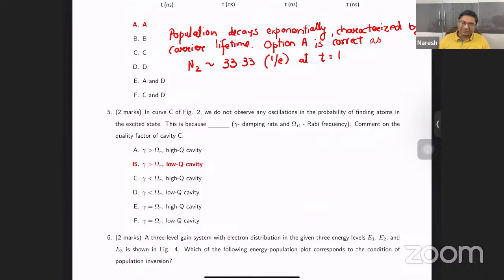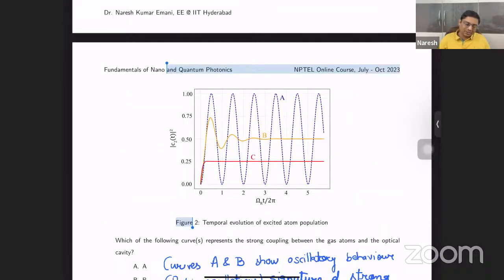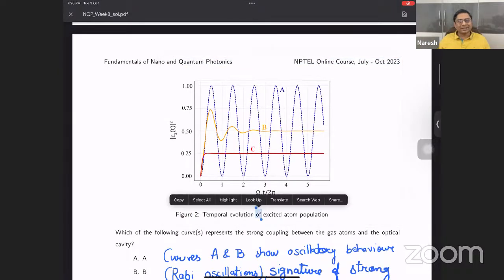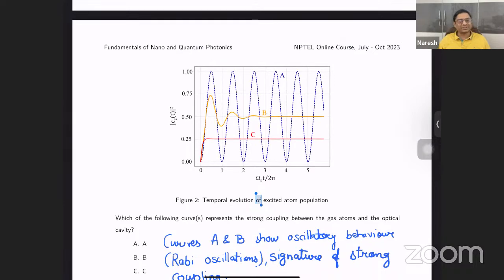Now, in question number 5, in curve C, we do not observe any oscillations in the probability of finding atoms in the excited state. This is because the damping rate is much faster than the exchange, the Rabi frequency. Rabi frequency is the frequency with which the atoms oscillate from the ground to higher state and back. But if you're able to lose photons much faster than this, then you cannot have these oscillations and you have some flat situation like this.